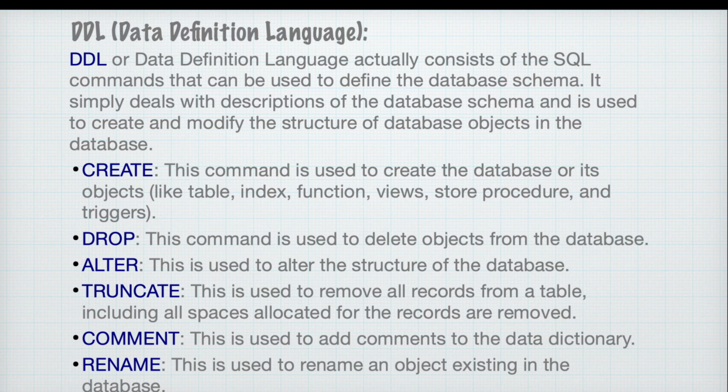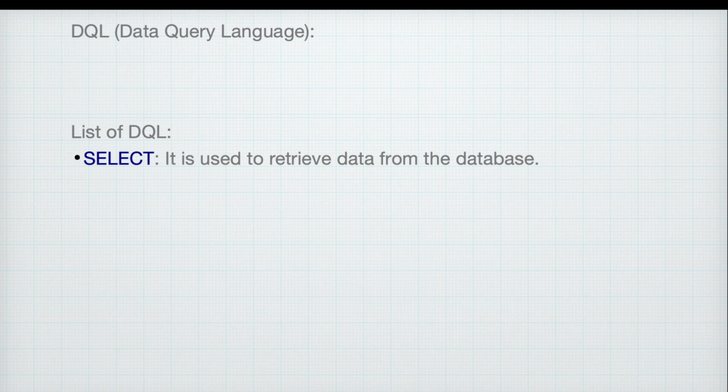We have rename, which is used to rename an object in the database. Let's say you have a data table that has a first name and last name, and you need maybe a middle name in it, or you want to rename the last name as middle name or as other names. You can just use rename to rename that column.